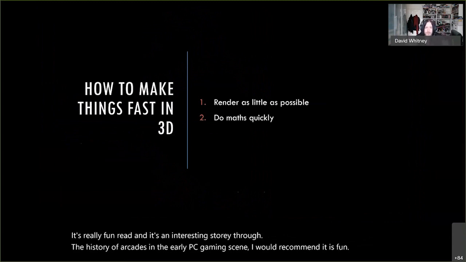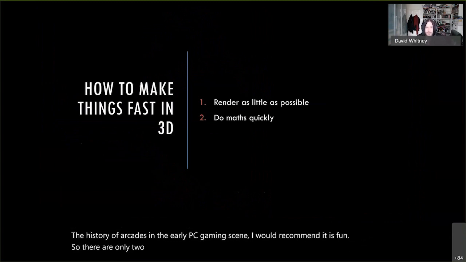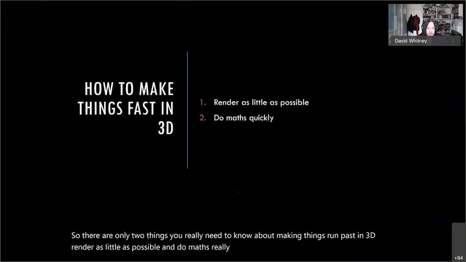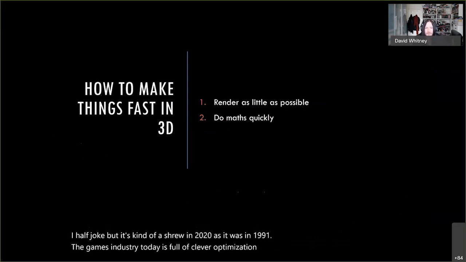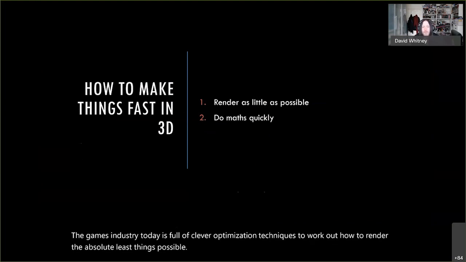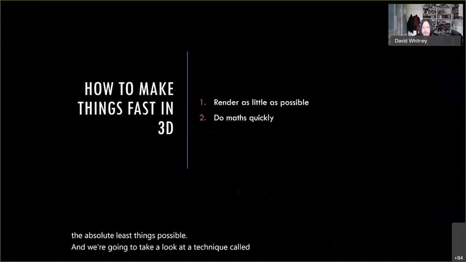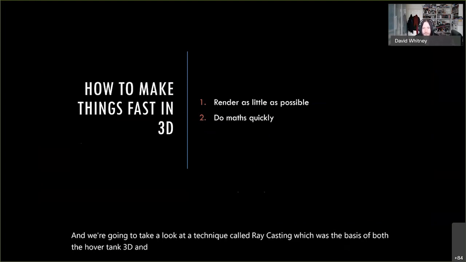So there are only two things you really need to know about making things run fast in 3D. Render as little as possible and do maths really, really quickly. I half joke, but it's kind of as true in 2020 as it was in 1991. The games industry today is full of clever optimization techniques to work out how to render the absolute least things possible. And we're going to take a look at a technique called raycasting, which was the basis of both the Hovertank 3D and Wolfenstein 3D game engines.